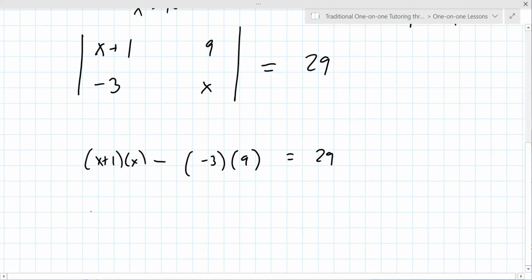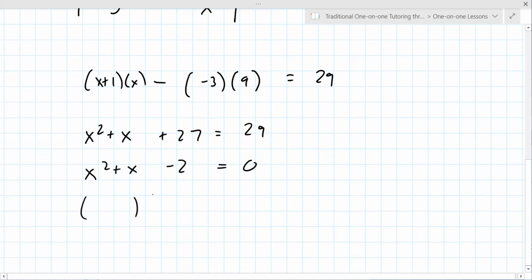And so that's x squared plus x plus 27 equals 29. You move the 29 over, you get x squared plus x minus 2 equals 0. You factor, so you get (x plus 2)(x minus 1), and your two answers are -2 and 1.